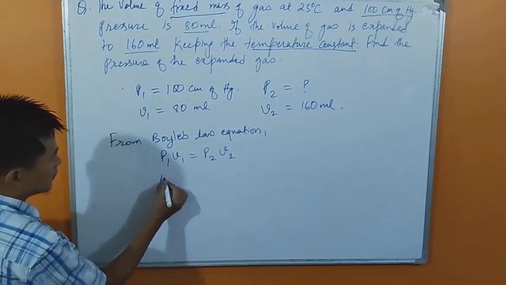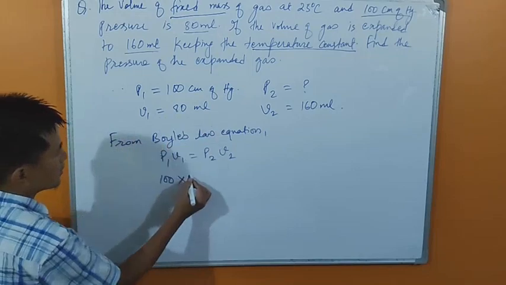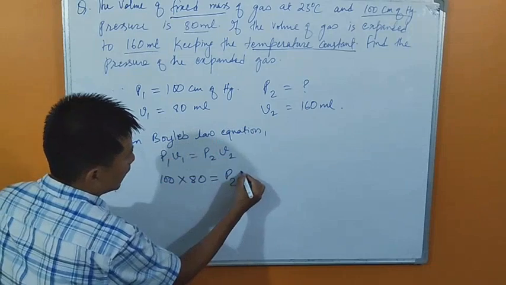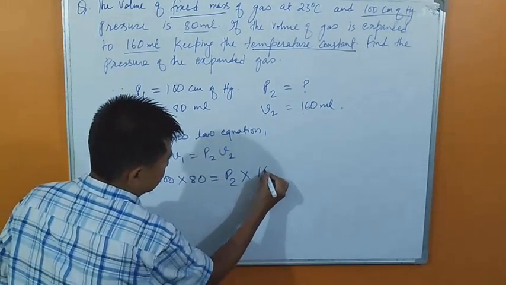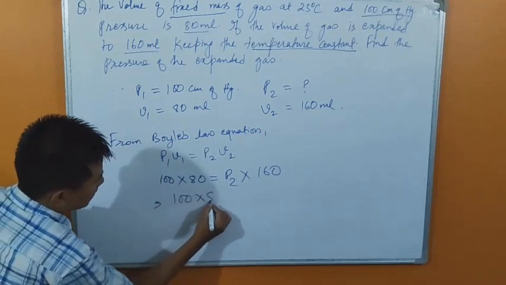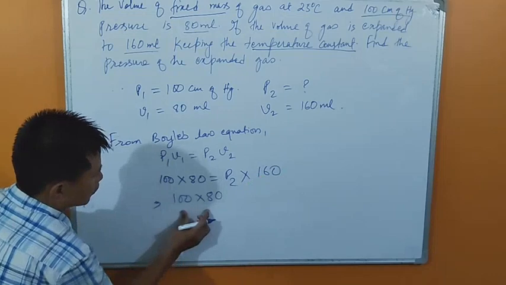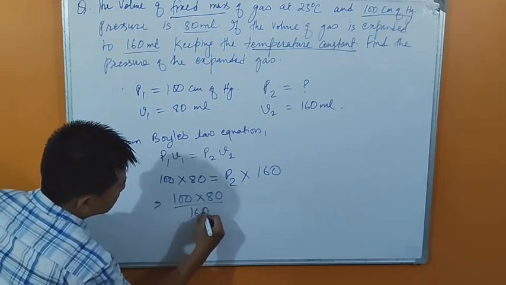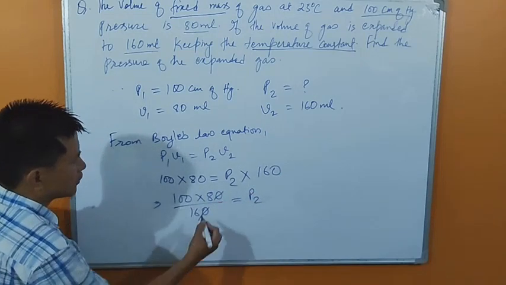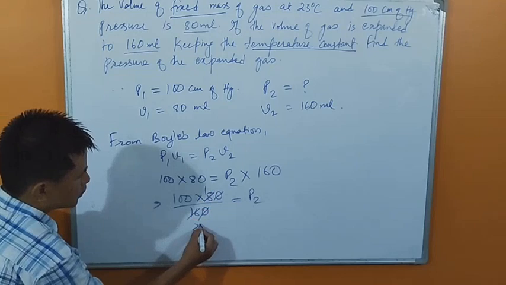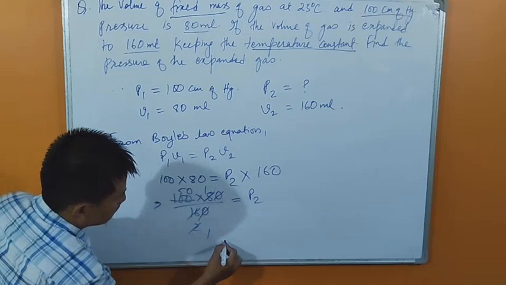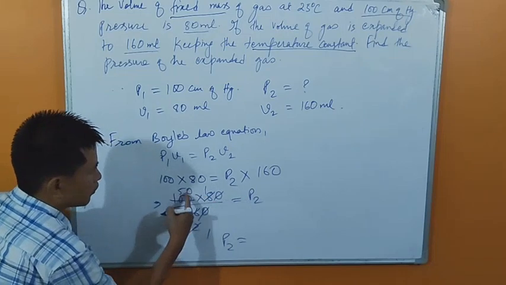P1 is 100 into V1 is 80 equal to P2, which is not given to us, question mark, and V2 is 160. This is simple mathematics. 100 into 80. Now let us bring this 160 to the denominator on the left hand side by cross multiplying it, P2 on the right hand side as it is. This 0 and this 0 got cancelled. 8 1s are 8, 8 2s are 16, 2 1s are 2, 2 5s are 10, 2 0s are 0. So we got P2 equal to 50.